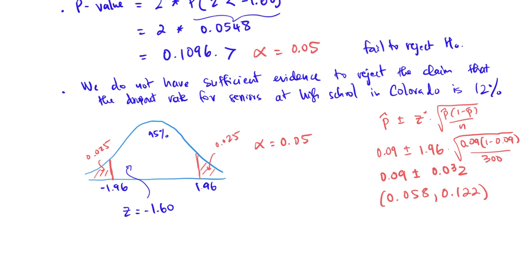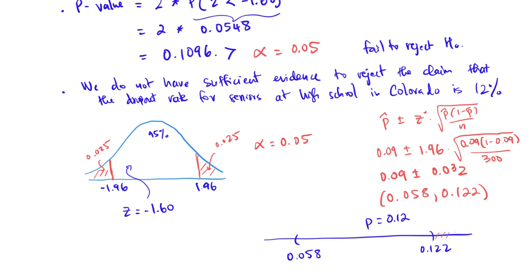If the null value is inside the confidence interval, then we would fail to reject the null hypothesis, because remember that the confidence interval captures the true unknown population proportion. In this case, the null value is p equals 0.12, so it is inside the confidence interval. And so it can be the population proportion, and that is why we failed to reject it. We come up with the same conclusion that we did in the hypothesis test.